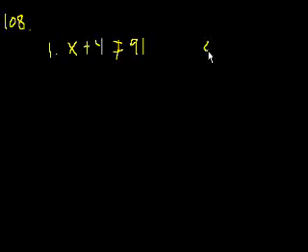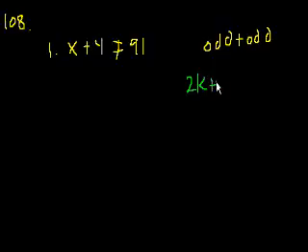So if I add an odd plus an odd, what do I get? Well, one way to think about it, this might be second nature to you at this point, but an odd number can be written in the form 2 times some integer plus 1, right? It's some even number plus 1.